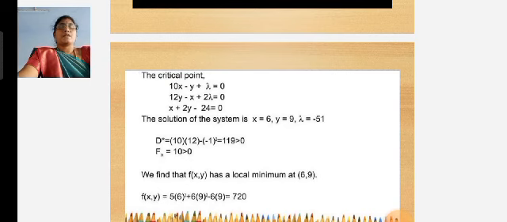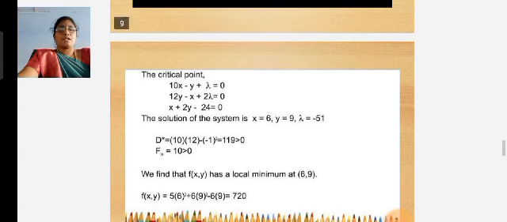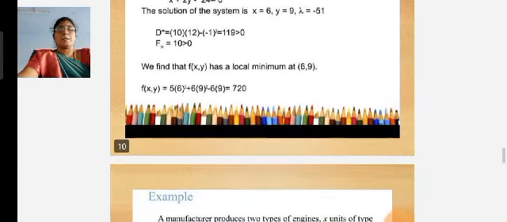Next we find d squared f by dx squared, which is 10, greater than 0. Therefore f of x comma y has a local minimum at 6 comma 9, and the value of f of x comma y is 720.